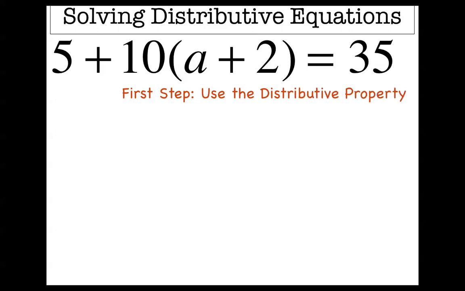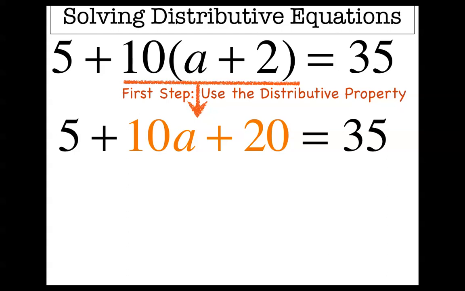So our first step is going to be to use the distributive property to distribute that 10, and now it's going to be 5 plus 10a plus 20 because we did 10 times a to get 10a, and 10 times 2 to get 20. So hopefully you remember that distributive property idea and why the 10 times parentheses a plus 2 turns into 10a plus 20. It's because the whole a plus 2 is getting multiplied by 10. So the a is getting multiplied by 10 and the 2 is getting multiplied by 10. Okay, I think we got it.